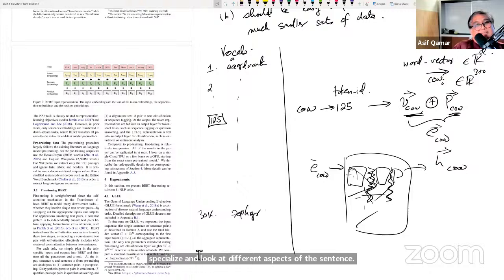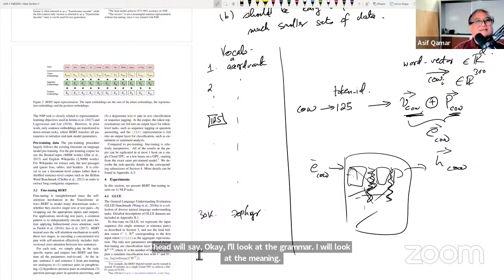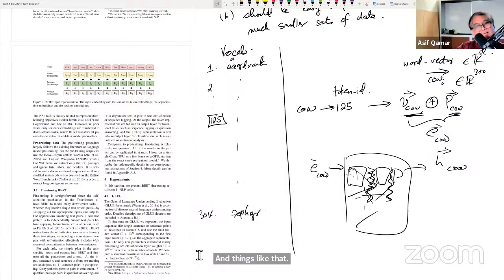Yes, that's all it is. Same sentence going to different heads. It's fanning out to different heads, and each head will say, okay, I'll look at the grammar, I will look at the meaning, and things like that. That's how it is. Same sentence.